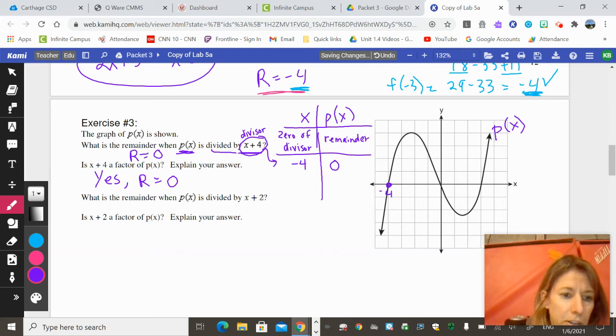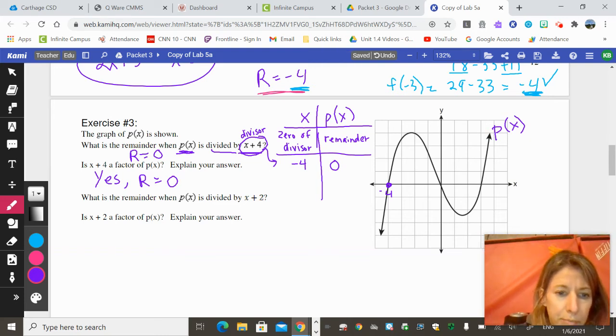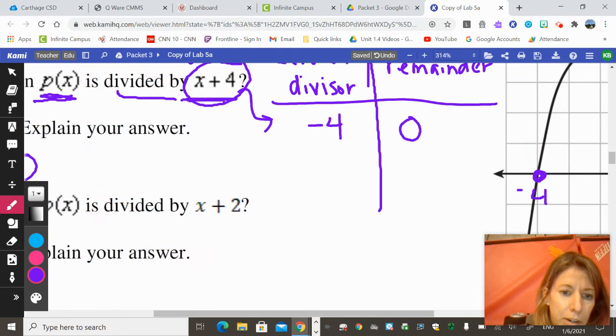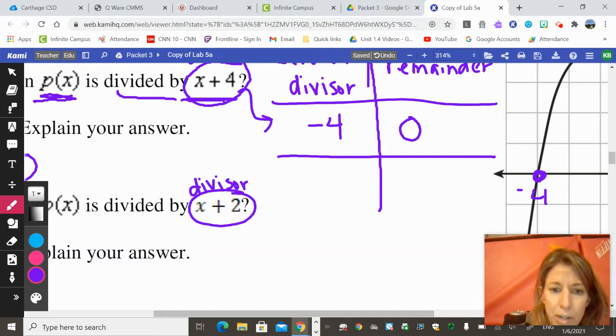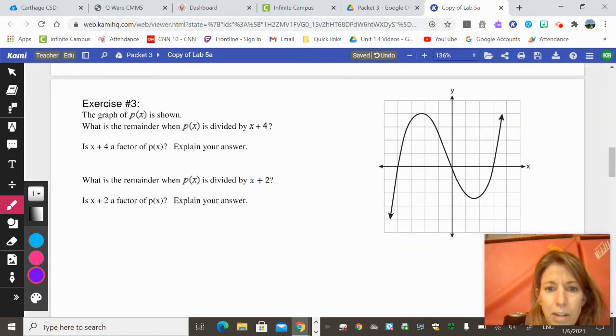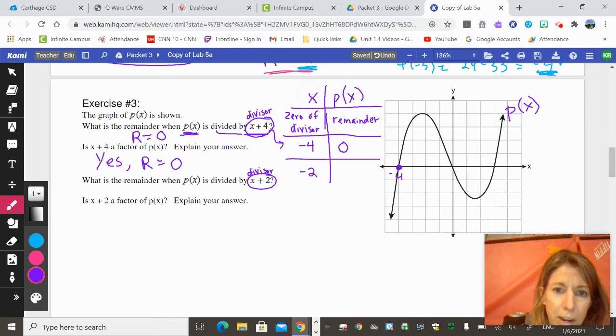Then it asks us another question. What's the remainder when p of x is divided by x plus 2? Now they're giving us a new divisor to test out, so this is a new scenario. The zero of the factor x plus 2 would be -2. And again, the zero of the divisor represents our x value. So I'm going to the table or the graph where the x value is -2.